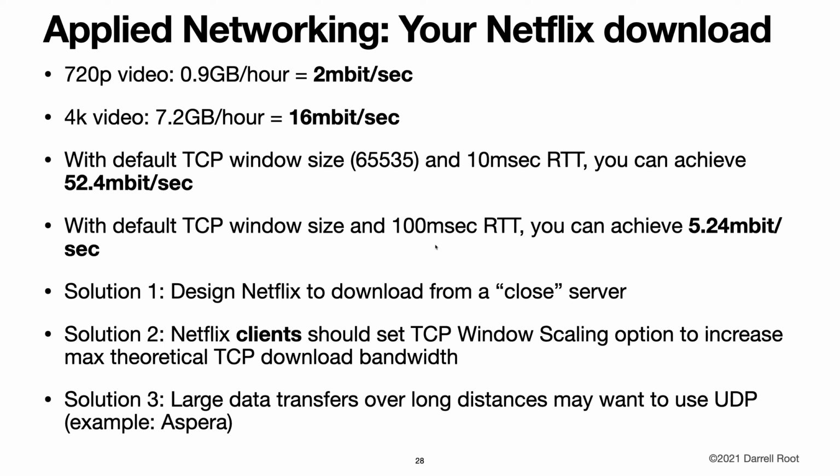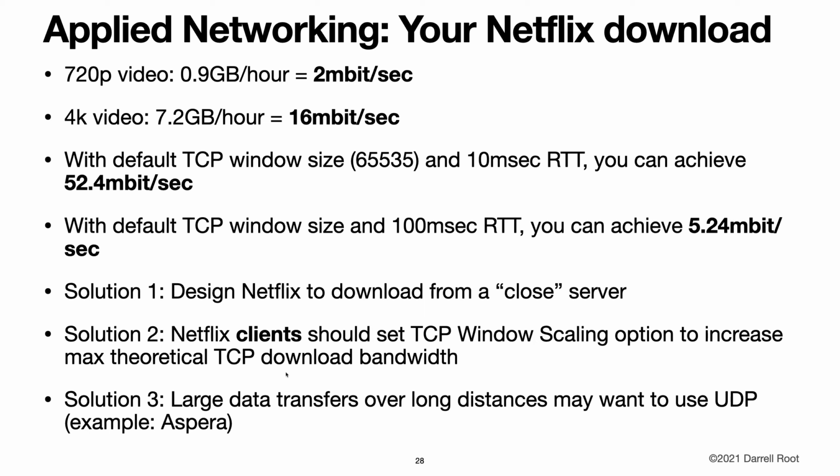With the default TCP window size and a 100 millisecond round trip time, you can only achieve 5 megabits per second. That means that if you want to watch high definition video on Netflix, you can't do it with the default TCP window size if the server is on the other side of the country. Netflix has 3 solutions. Solution number 1 is to design Netflix to download from a close server. Solution number 2 is Netflix clients should set TCP window scaling to increase the max theoretical TCP download bandwidth.